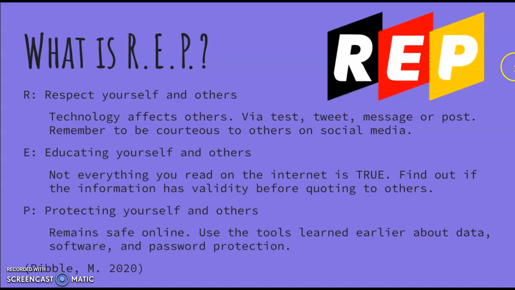The second acronym is REP. This R stands for respect yourself and others. This is through technology. It affects others via texts, tweets, messages, posts. Remember to be courteous when online. You don't know who is on the other side of that screen and how what you're going to say is going to affect them. E is to educate yourself and others. Not everything you read on the internet is true. Find out if the information has validity before quoting others.